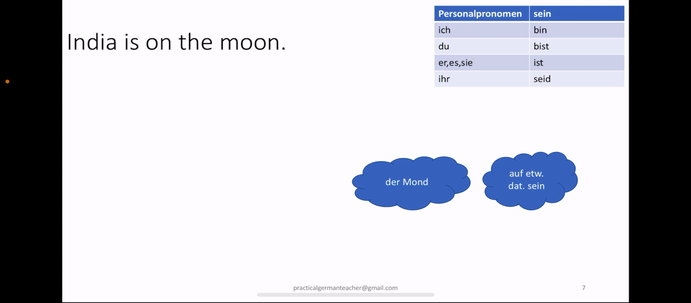Now to be on something, this is how you say it: auf etwas Dativ sein. This means you will use the verb sein and you will use the preposition auf, and what comes after auf, that object, must be in its dative format. So ETW stands for etwas and DAT dot stands for dative.